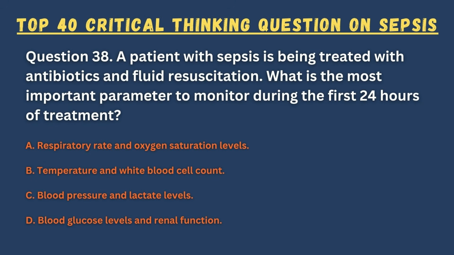Question 38. A patient with sepsis is being treated with antibiotics and fluid resuscitation. What is the most important parameter to monitor during the first 24 hours of treatment? A. Respiratory rate and oxygen saturation levels. B. Temperature and white blood cell count. C. Blood pressure and lactate levels. D. Blood glucose levels and renal function.